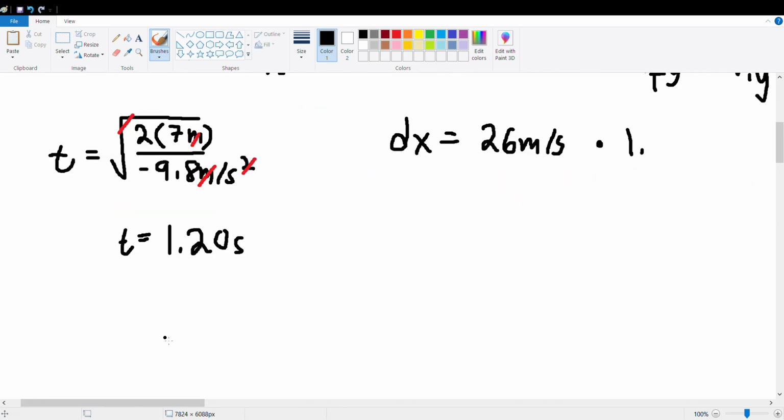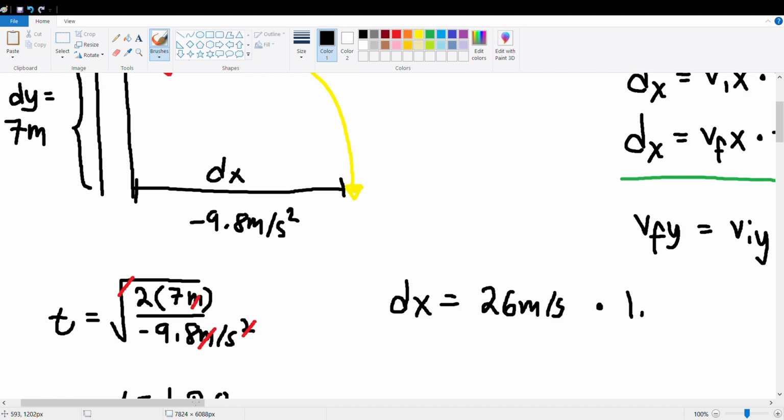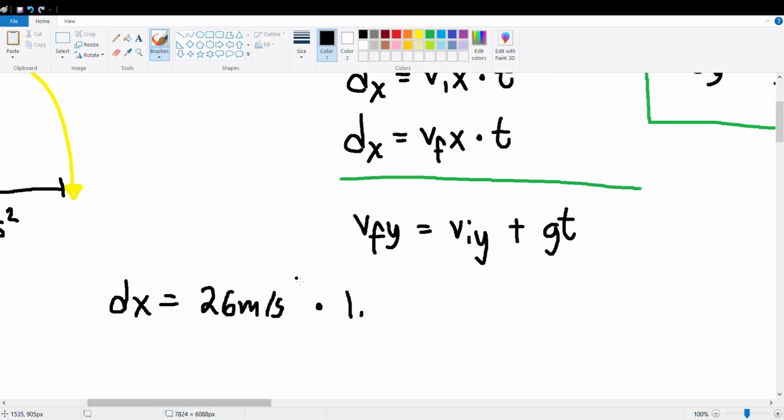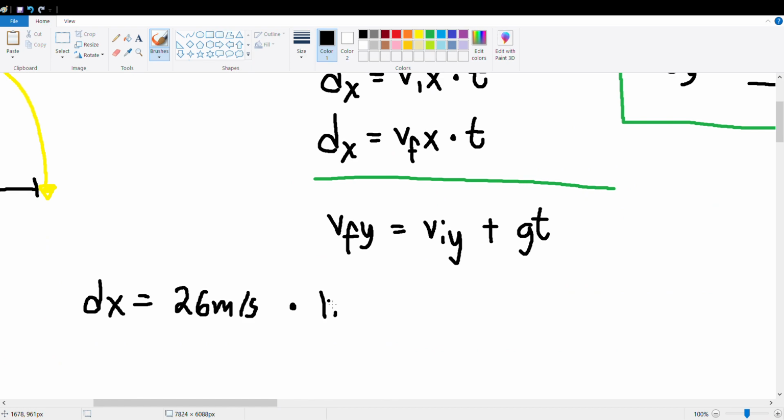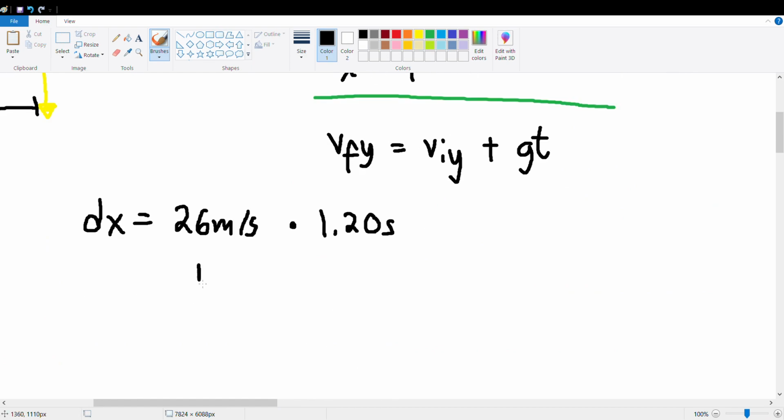You should always try to find time first because it is going to be useful in finding VFY, dx, dy, and basically everything. So 1.20 seconds. And we put that in a calculator and it should give us 31.20, around there, and we basically just cancel out s here.